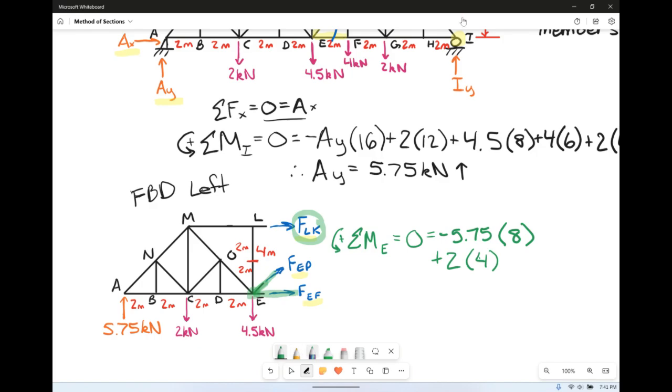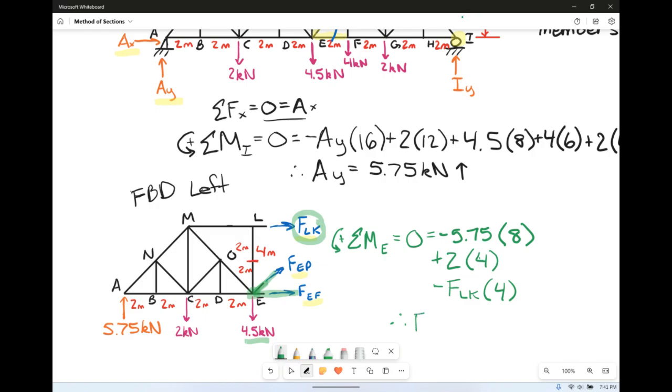The 4.5 right here does not create a moment about E. He's acting at point E. He's in line with point E, so he does not create a moment. So he's not included. However, we do have force LK, and LK is going to be going in the wrong direction, so we have minus force LK times his distance. Vertically, there is 4 meters.